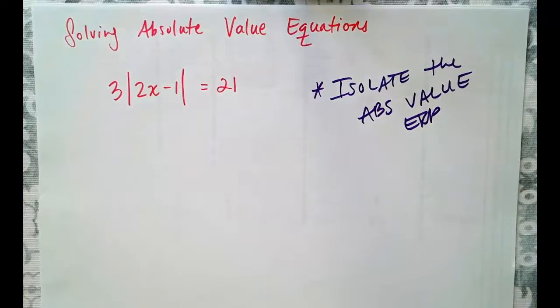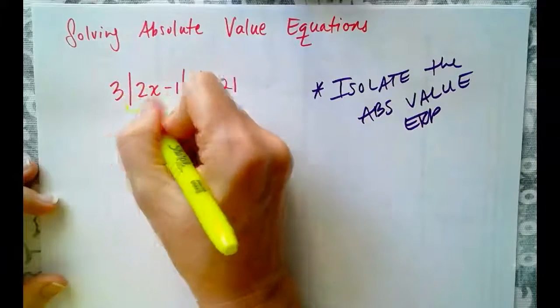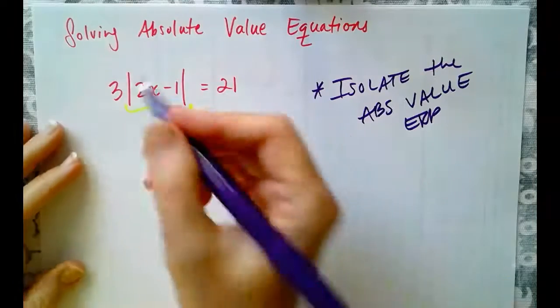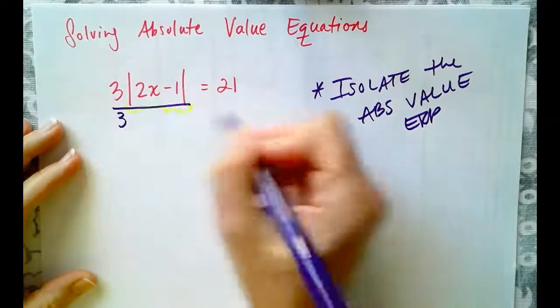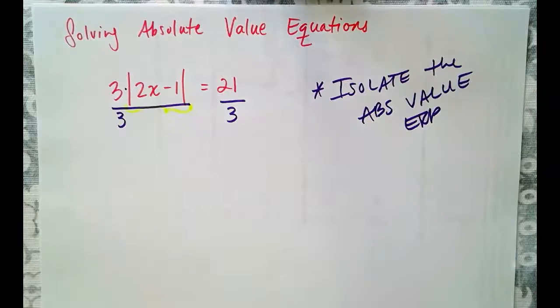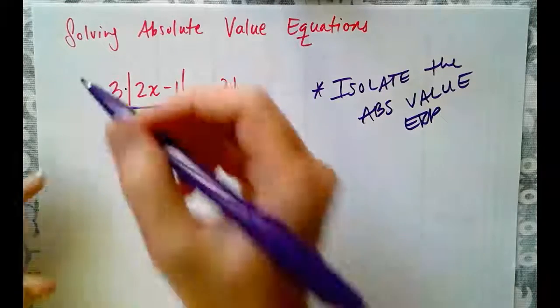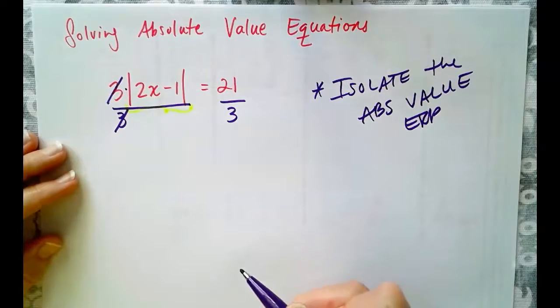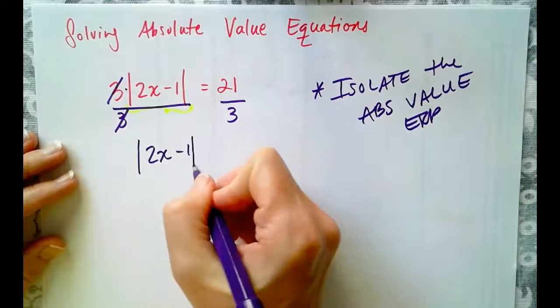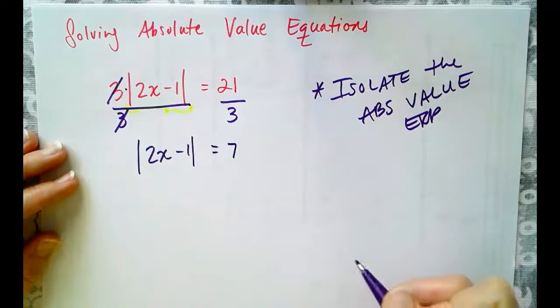So of course, the absolute value expression is here. So the first thing we need to do is to divide the 3 away. Remember, that's 3 times the absolute value of 2x minus 1. So goodbye 3's. That leaves us with the absolute value of 2x minus 1 is equal to 7.